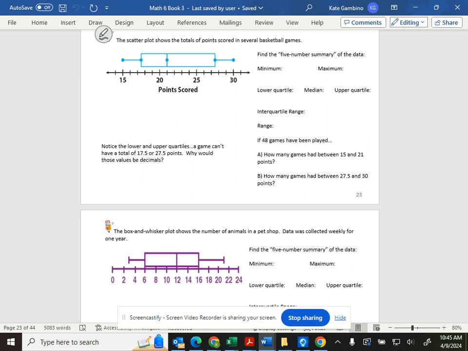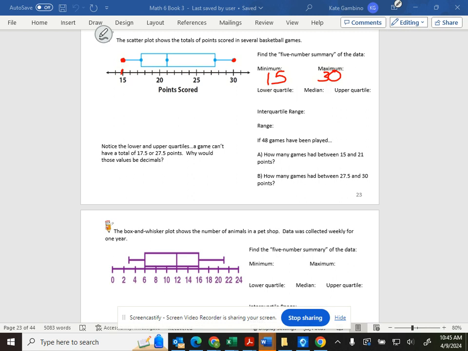15. That farthest point to the left is my minimum, the smallest number of points scored. What was my maximum? What was the biggest point scored, Sawyer? 30. So all of my scores range between 15 and 30.